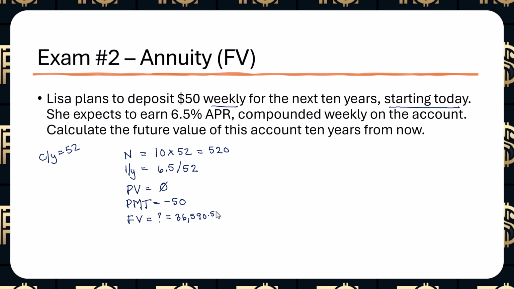But we're not done, because the way we've set this problem up is we've assumed that this is an ordinary annuity, and it's not, because the first payment is going to be made today. So to make this adjustment, all we need to do is multiply by 1 plus the period rate. Well, the period rate is the weekly rate, and that's the 6.5% divided by 52. So we need to take this $36,590 and we need to multiply it by 1 plus that's 6.5% divided by 52 to convert this answer into an annuity due value.